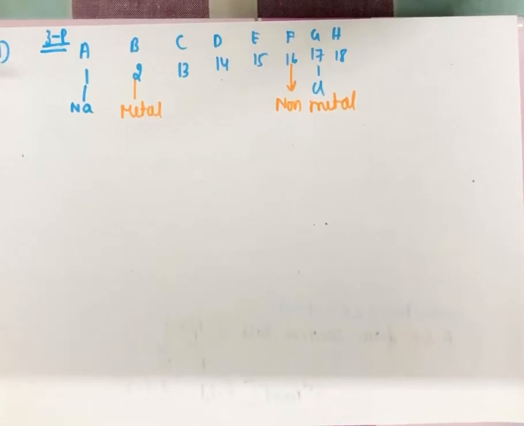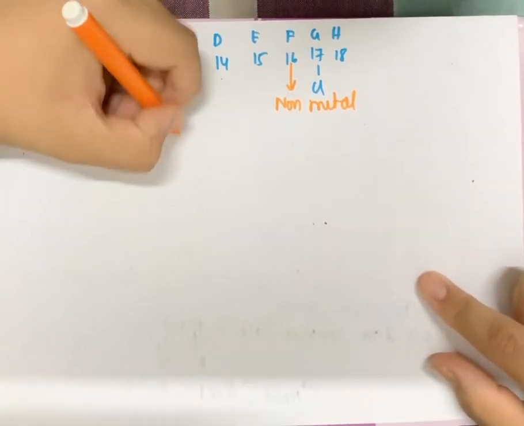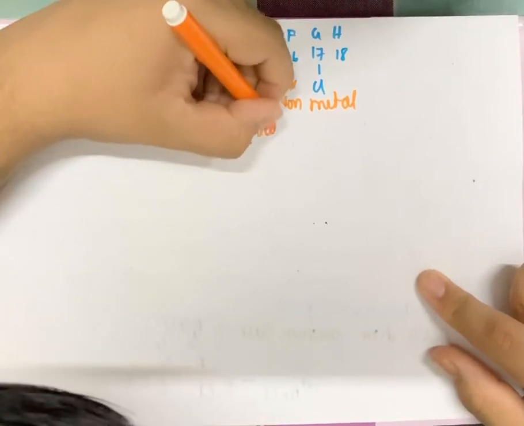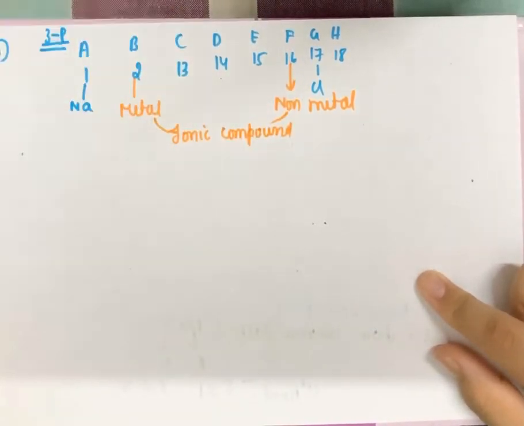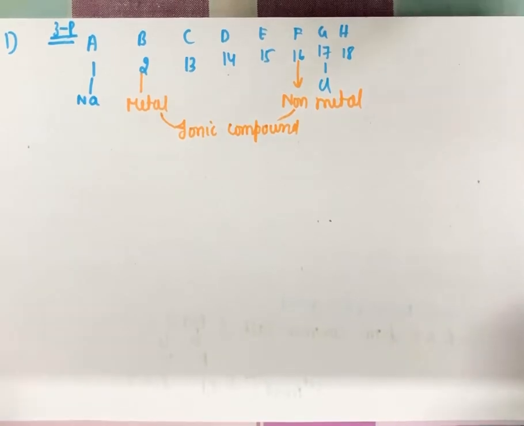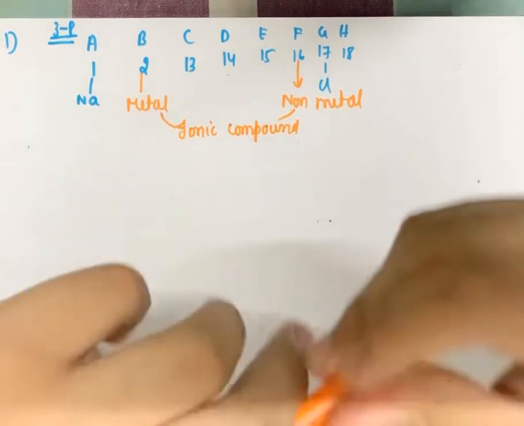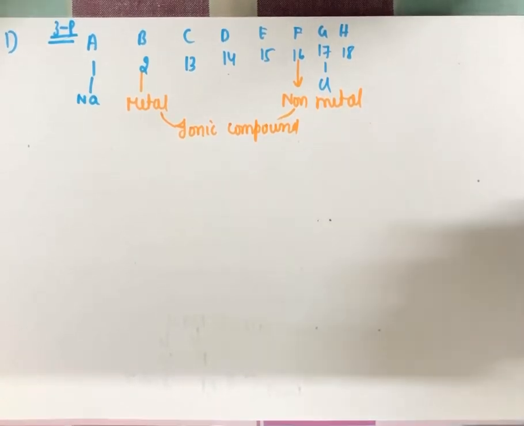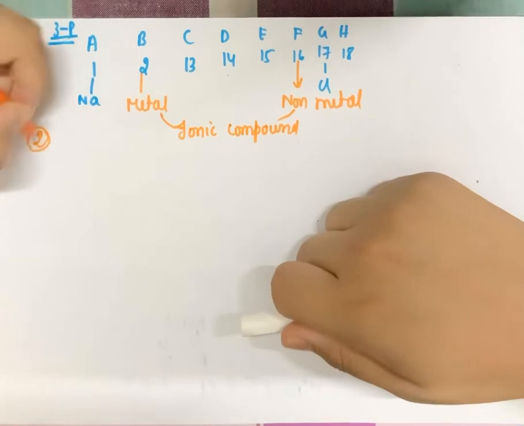Now what kind of a compound does metal and non-metal form? Metal and non-metal will always form ionic compounds. Okay, so they form the ionic compounds. Because whenever there is a compound between a metal and non-metal, they share the charges. The metal gives the electron, non-metal takes it, and the compound is ionic. If there are two non-metals, they share the electrons and the compound is covalent. Okay, so the second part is they form ionic compound.